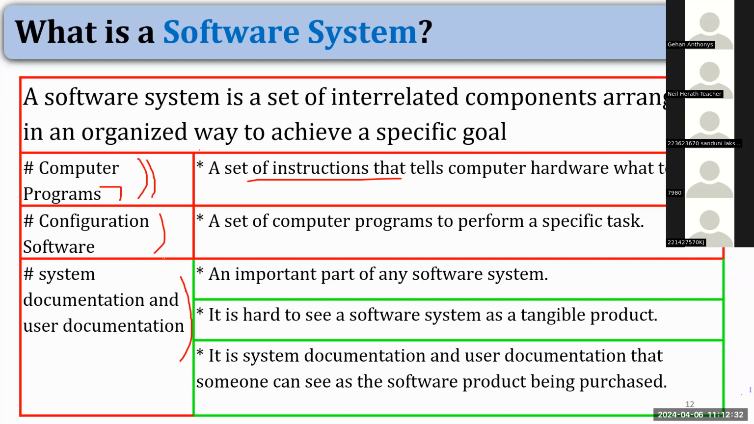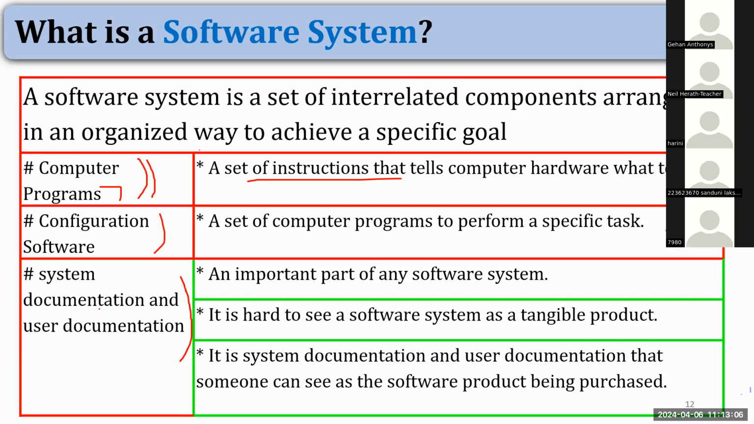And configuration software means this: you may know that a single computer program cannot do a specific task by itself. So you need to use some configuration from that software to that part, and we have to configure it. In that case, we call it the configuration of the software for some specific task.